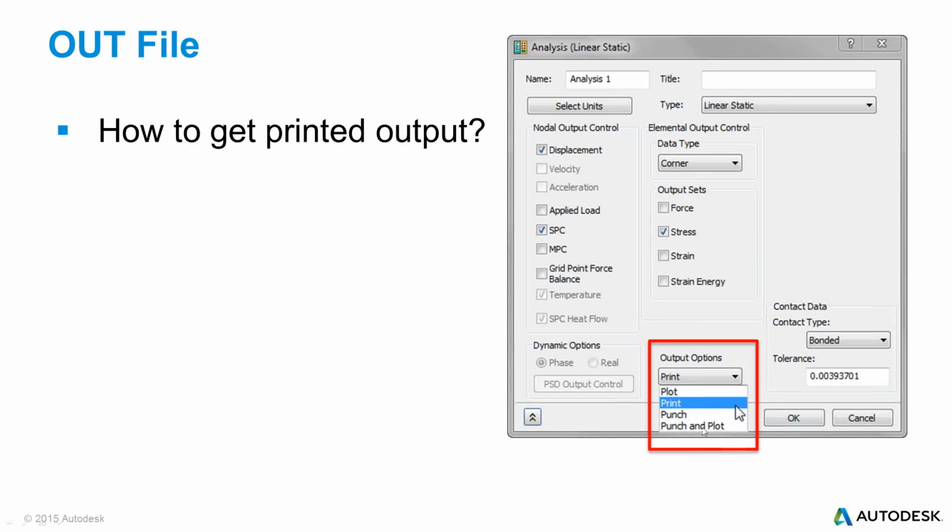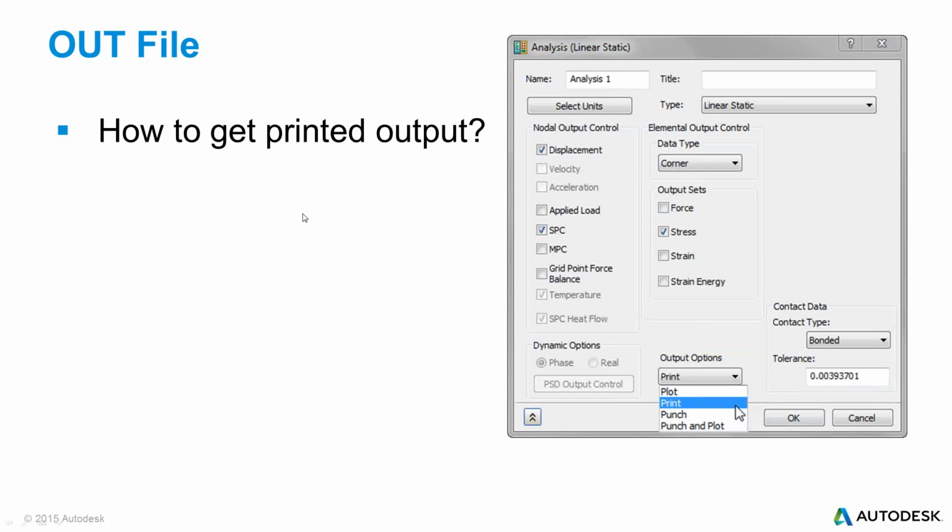And I believe we plot all the time, no matter what you ask for, unless you ask for punch alone. Just one of those little weird things. So what actually goes into the file, you choose here. You've probably chosen those. We said I get the corner stresses if I ask for them. By default, the corner stress is turned on.